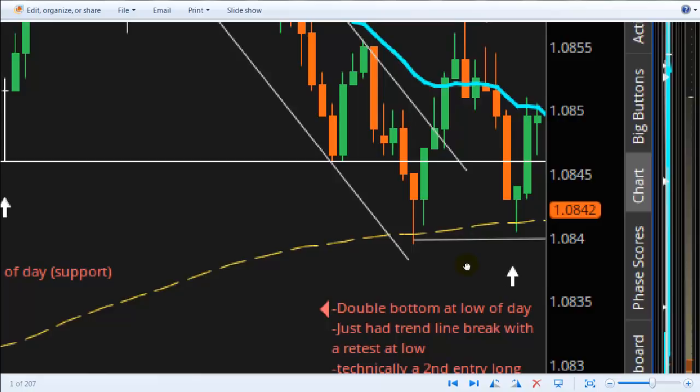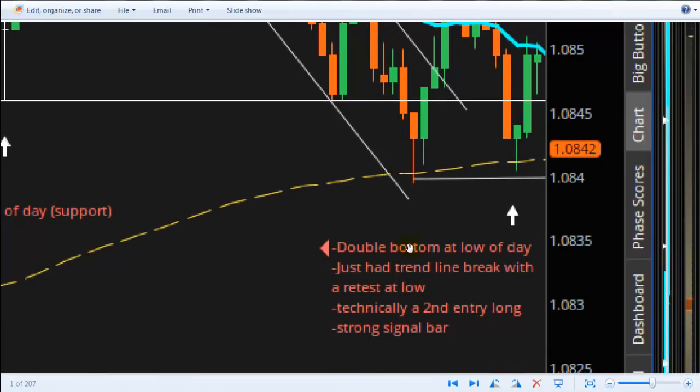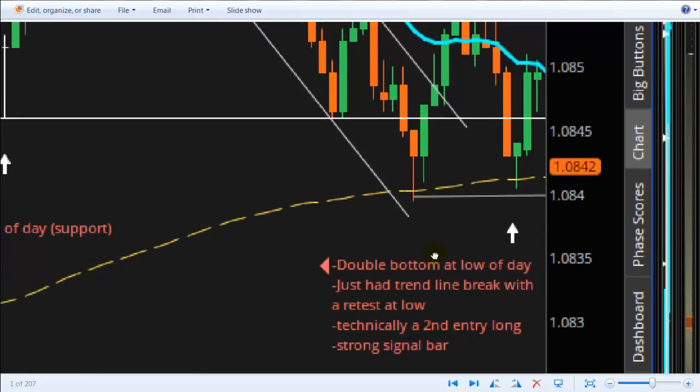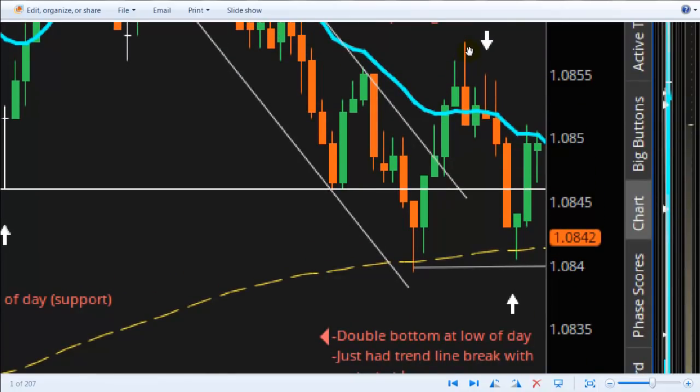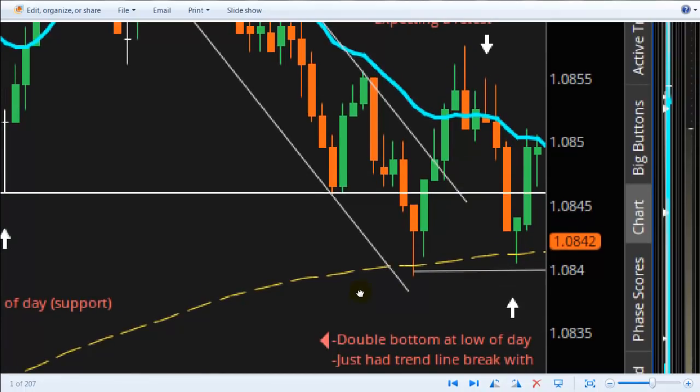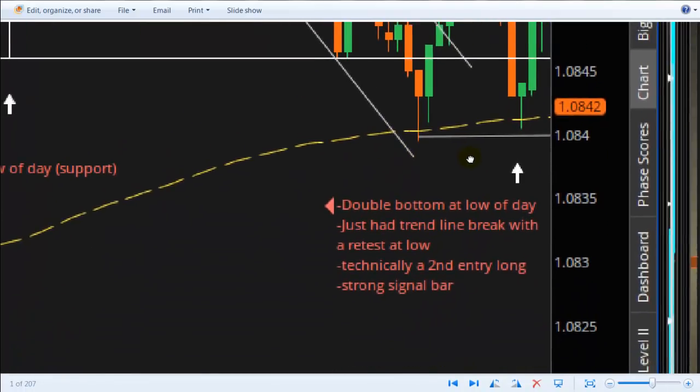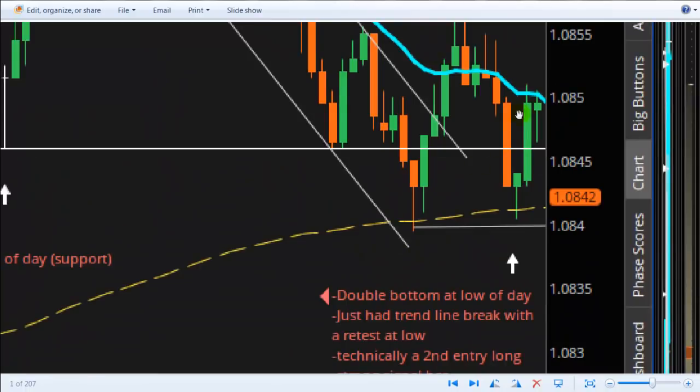And then he does see that one, double bottom at low of day, just had trend line break with a retest of low. Technically a second entry long, strong signal bar, and you got a new high. So first entry, second entry, that's the one I like. You can't see his chart after that. That's the end of it. But you can tell you would have got an easy scalp out of that, because that's what you're expecting, for it to at least go back to the EMA.